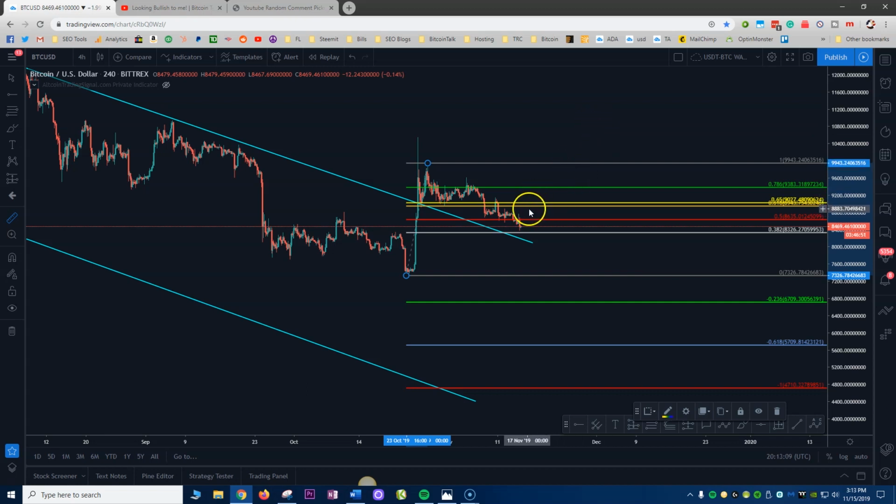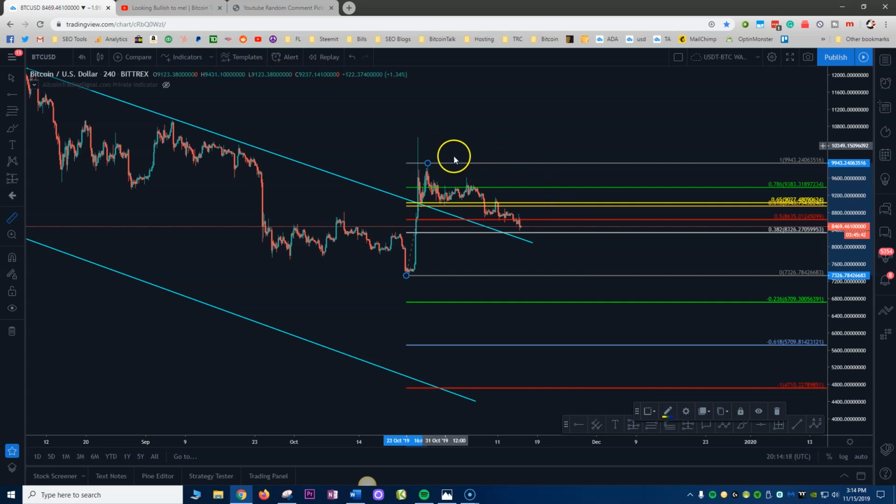So I would set my targets at either this golden zone or this green 786 zone, which is, let's see, 9,300, and this one over here is 8,900. Since 9,000 is a round number, that is also an indication that it could cause a ceiling effect to where we could see some resistance there as well. But that has more to do with psychological trading than actually technical analysis. But it's important to pay attention to all these different things.